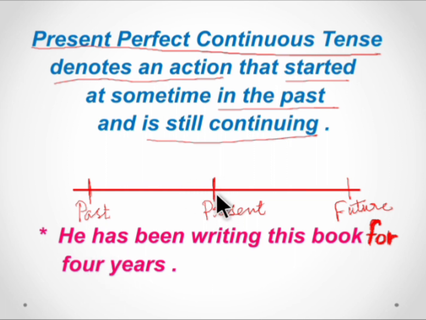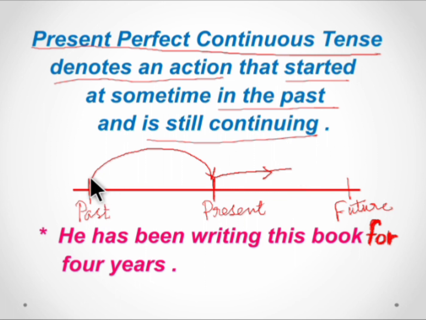So now it is present. Since has is used, it is present. But for 4 years he is writing, so the action has started in the past. If the action starts in the past and gets over in the present, it is called present perfect tense. But the action that started in the past has reached the present and is still continuing without a completion. When it continues like this, it is called present perfect continuous tense.